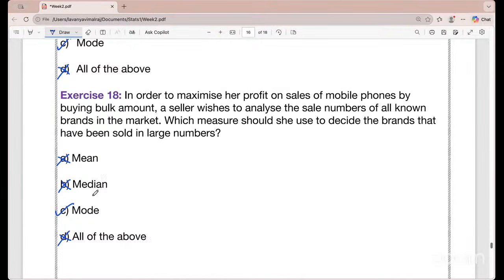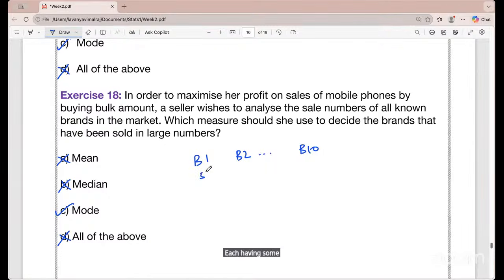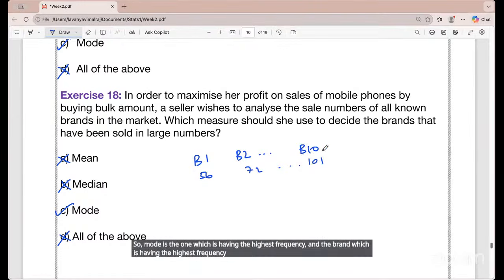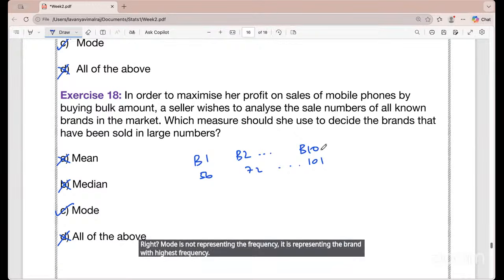Suppose you have several different brands, say 10 brands, each having some specific frequencies, like 56, 72, and whatever, 101. The mode is the one which has the highest frequency, and the brand which has the highest frequency is the mode. So that is the one we are going to choose, right? The mode is not representing the frequency, it is representing the brand with the highest frequency.